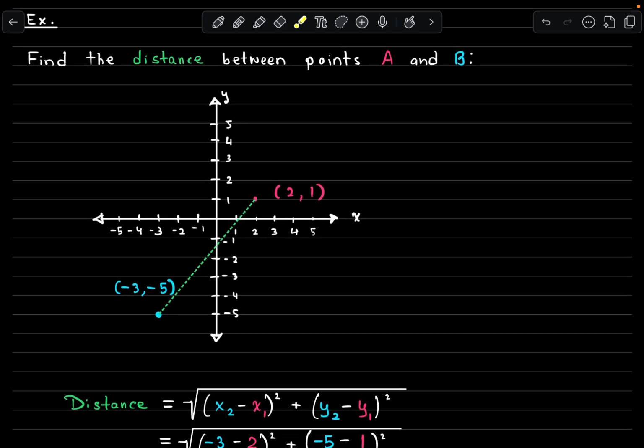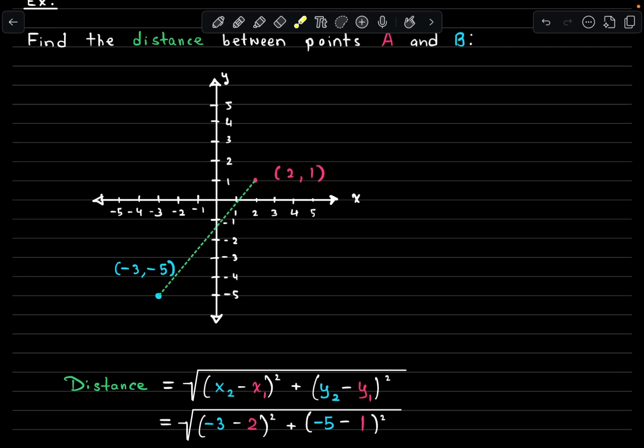So we go to our formula. Now, I'm going to use here the red point as, say, point 1, and the blue point as point 2. It doesn't matter what order you put these in, as long as you're consistent. Okay? So we want to take the x1 and y1 from the same coordinate pair. We want to take x2 and y2 from the same coordinate pair.